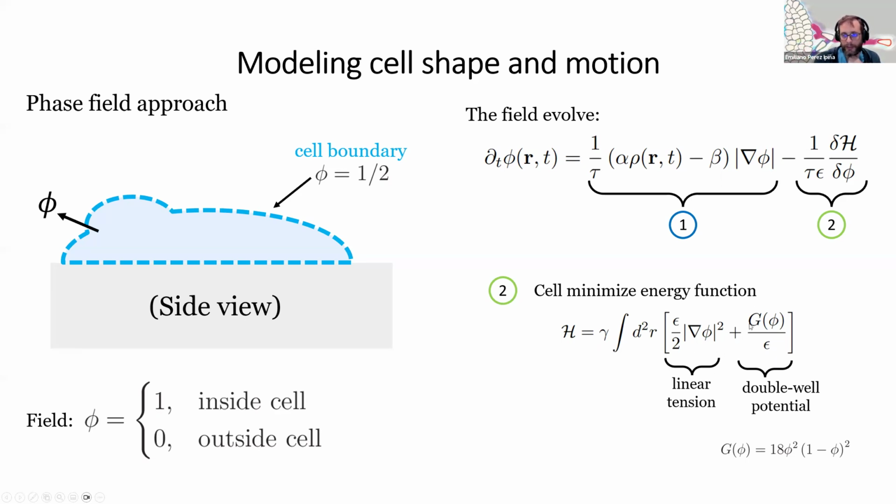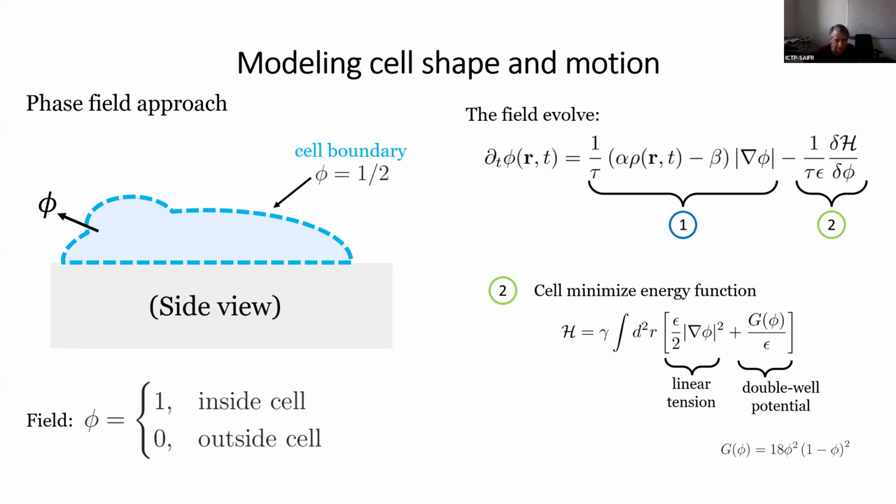The reason why the cell goes to 1 or 0 is because we have this double well potential that it is going to try to minimize, and the solutions are, of course, 0 and 1. At the same time, this field is trying to minimize the line tension in this model. You can also ask for other types of minimization. For example, we are not asking to minimize volume, because here volume is free, so the cell can extend or reduce its volume.